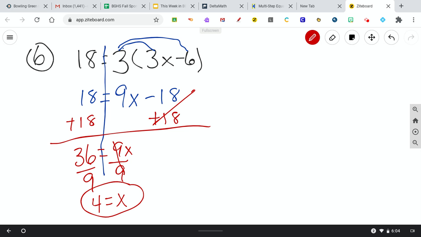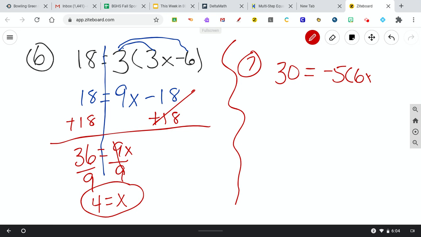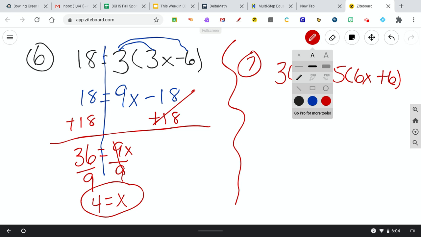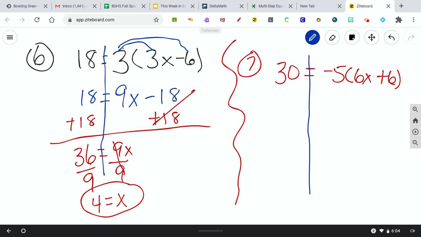All right. We'll do another one like that just because. So we get 30. So again, draw my line. Now I'm going to distribute. Pay attention to that -5. So -5 times 6x is -30x. And -5 times 6 is -30. Bring down my 30.